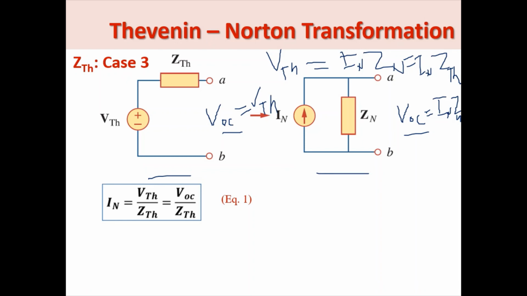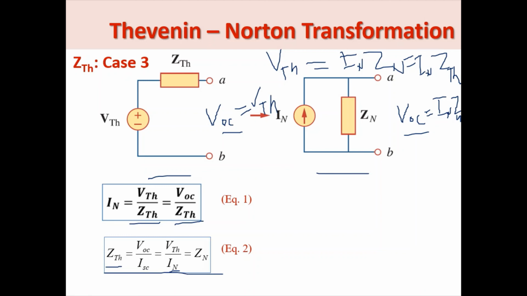Thus, from these equations, we can actually say that I sub n is equal to VTH over Z sub th, or equal to the open circuit voltage V sub OC divided by ZTH. Also, we could say that ZTH can be extracted from the Thevenin's voltage divided by the Norton's current. So this is another way of computing for Z sub th. That is, we compute for the Thevenin's voltage and the Norton's current, and the ratio of the two will give us Z sub Th or Z sub n.